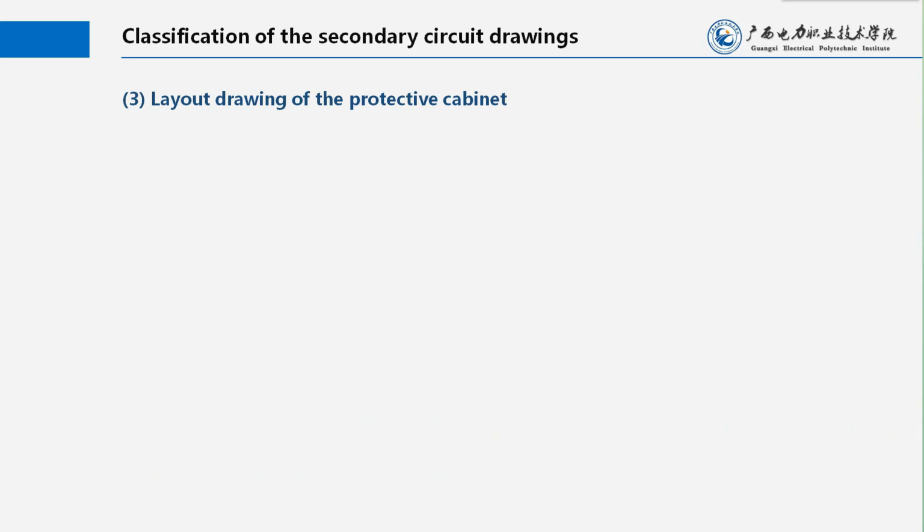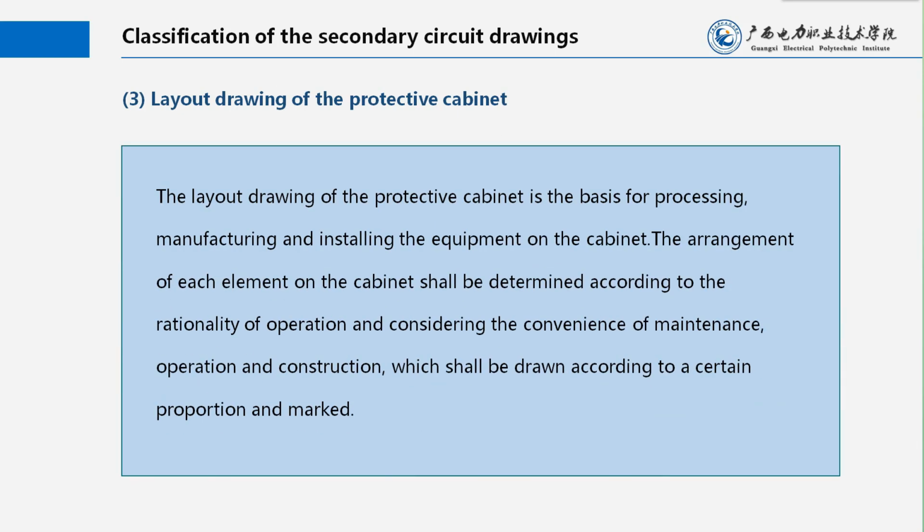(3) Layout drawing of the protective cabinet. The layout drawing of the protective cabinet is the basis for processing, manufacturing and installing the equipment on the cabinet. The arrangement of each element on the cabinet shall be determined according to the rationality of operation and considering the convenience of maintenance, operation and construction, and shall be drawn according to a certain proportion and marked.